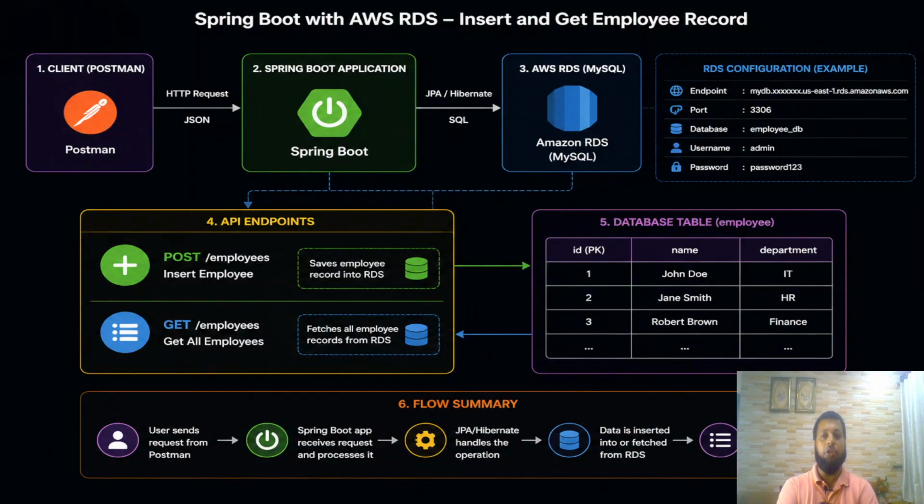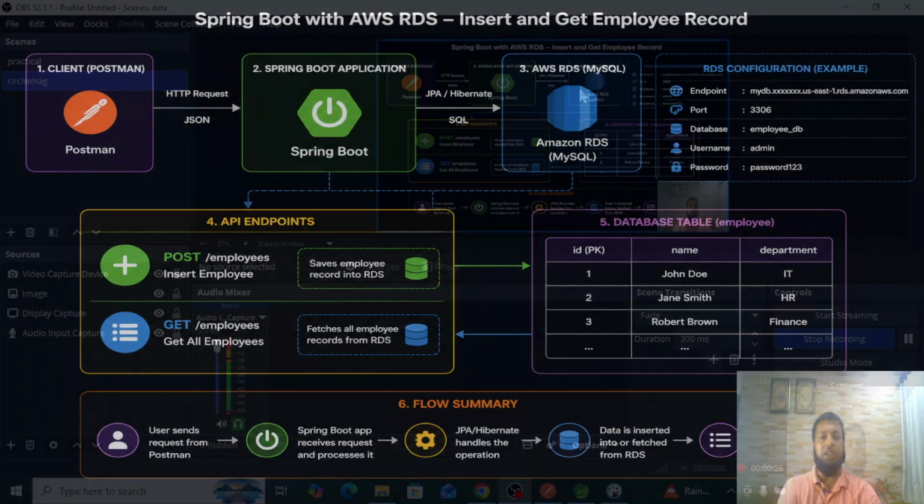In this video, I will show you Amazon RDS and I will create one database in Amazon RDS. Will connect with Spring Boot and I will show you Post API and Get API. With the help of Post API, I will save employee record in the RDS database and then will fetch the record with the help of Get API. So here I am using, guys, Postman, Spring Boot and Amazon RDS. So let's start the practical and understand.